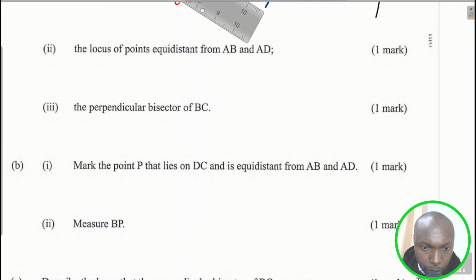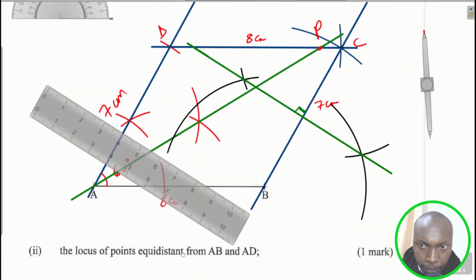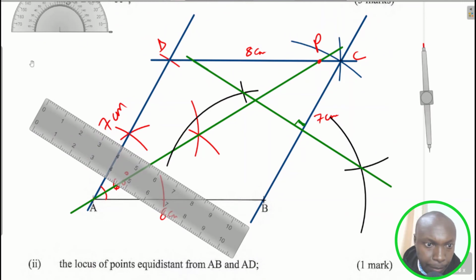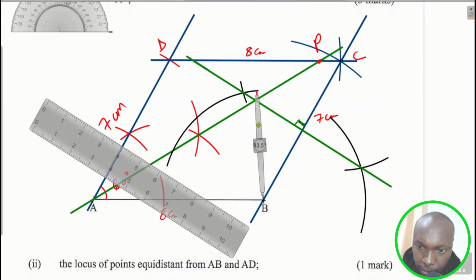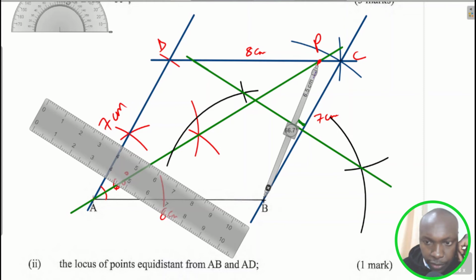Measure BP, that is part 2. So I'll use my pair of compasses, which is calibrated. I stand at B and extend my pair of compasses up to where I have P. So BP, according to what I can see here, is 6.5 centimeters. That is the length of BP, 6.5 centimeters.